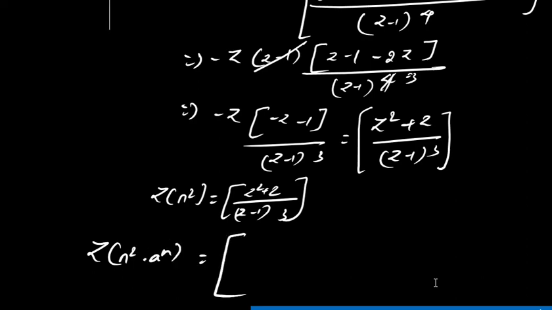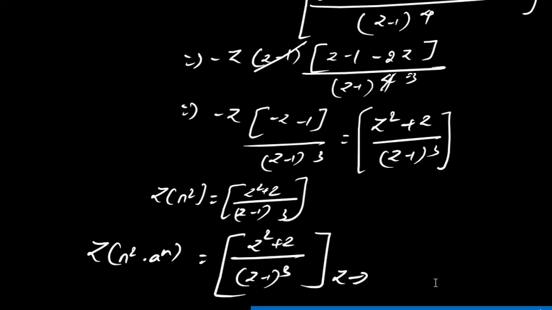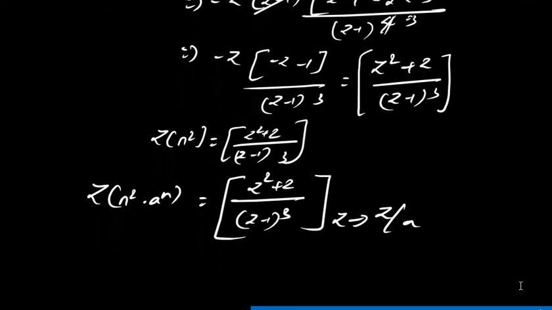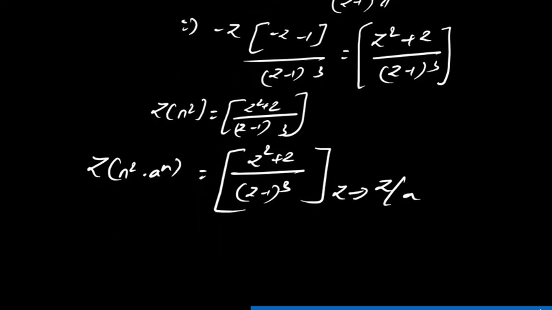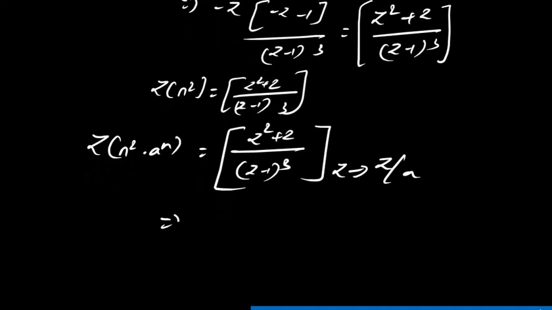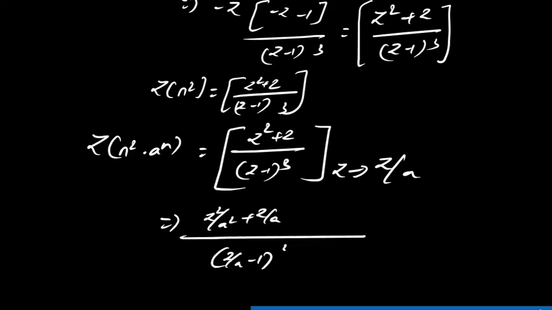So whatever the answer we have obtained, you are supposed to replace it by the damping rule. Since it is positive power, I am going to replace Z by Z by A. If it is negative power, replace Z by AZ. That's all, as simple as that. So you just have to substitute in place of Z. So it is Z square by A square plus Z by A divided by Z by A minus 1 the whole cube. Careful simplification is required.